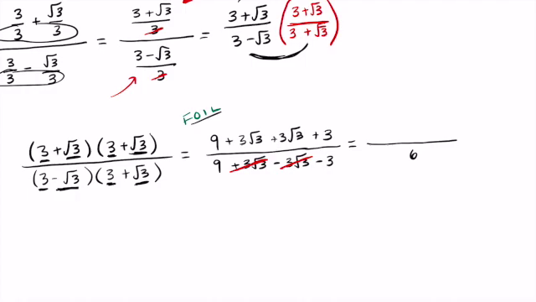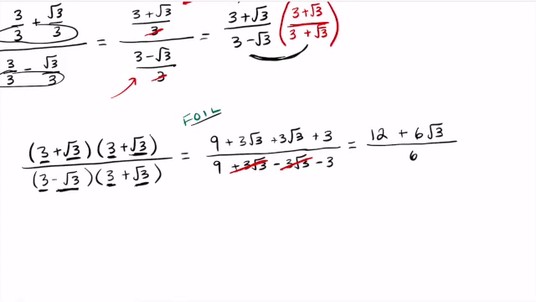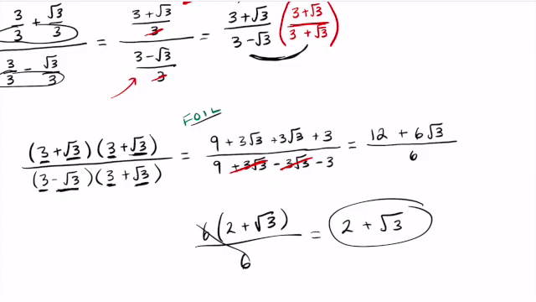Now I have no radicals in my denominator. I'm happy. That's good. Clean up the top a little bit in the numerator. 9 plus 3 is going to give me 12. 3 root 3 plus 3 root 3 gives me 6 root 3. And now we can simply factor out a 6 and cancel that out so that my final answer is 2 plus the square root of 3. And that is the sum and difference of tangent.